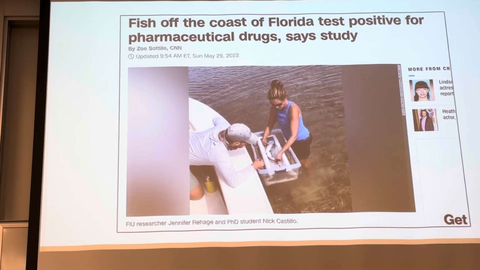Why is it? Is it urine? Yes, urine. Why Florida specifically? Old people. Yes, because there's a lot of old people in Florida, and they take a lot of pharmaceuticals. So, good stuff.